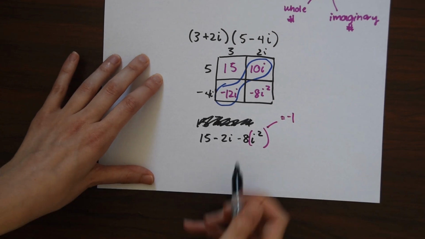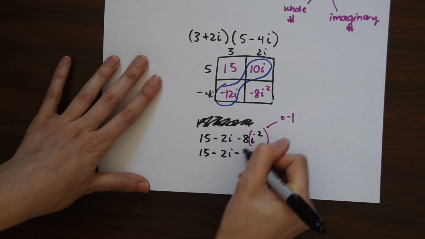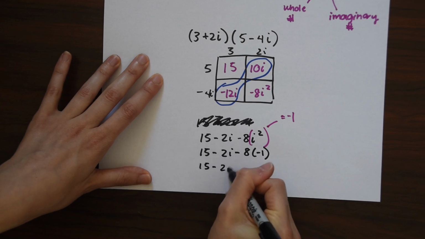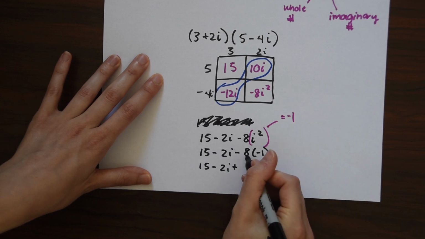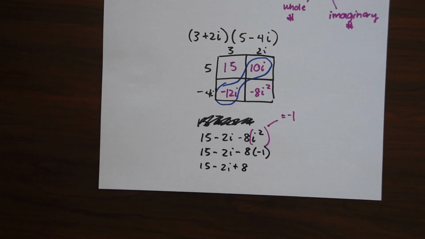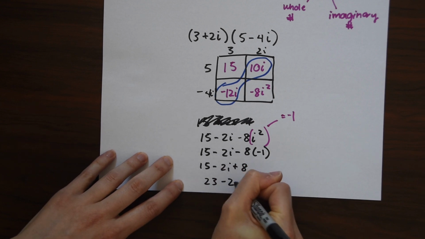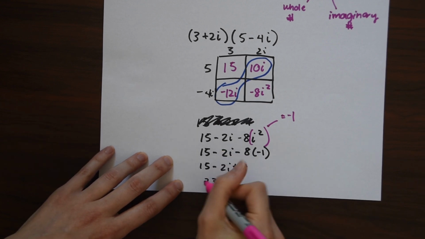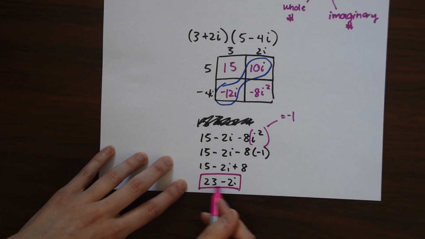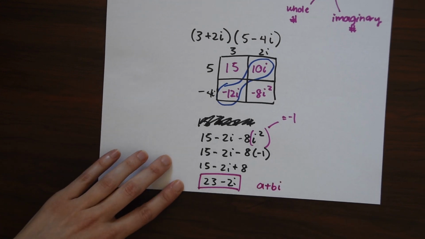So let's plug that into our answer. 15 minus 2i minus 8 times negative 1. Now we're going to get negative 8 times negative 1, which is plus 8. And now we're just adding 15 and 8, and we get 23 minus 2i. And that's our answer. Notice it stays in that a plus bi form where we have our whole number and then our imaginary number.